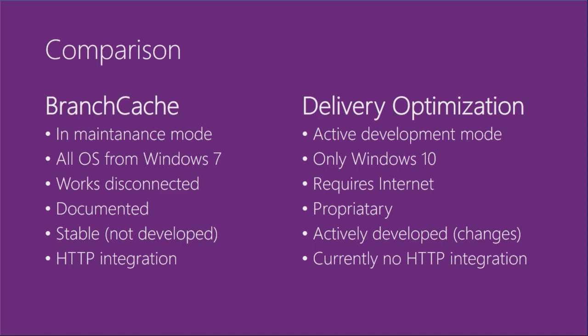BranchCache is, I would say, stable in the way that it's not developed, so there's not so much that you need to read up on every month or every release. DO, you need to read up on every single release. And there's currently no HTTP integration or announced plans to do that in Delivery Optimization. So if you're using BranchCache to speed up SharePoint, etc., it's going to continue for a long time. But this is a good slide, I think, to describe what Microsoft's strategy is. It's probably extremely hard to see in the back.